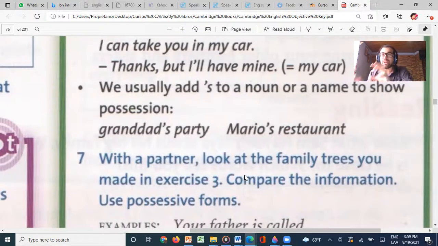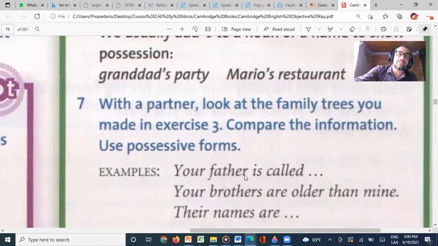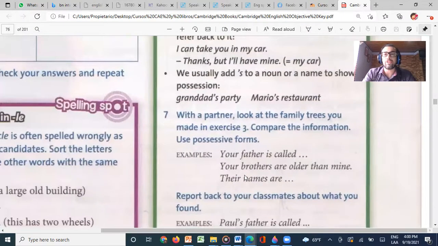That means that is the party of granddad. Or Mario's restaurant. That means that that restaurant belongs to Mario. So it says here, with a partner, look at the family tree you made in exercise 3. Compare the information, use possessive forms. For example, your father is called, or your brothers are older than mine, or their names are.